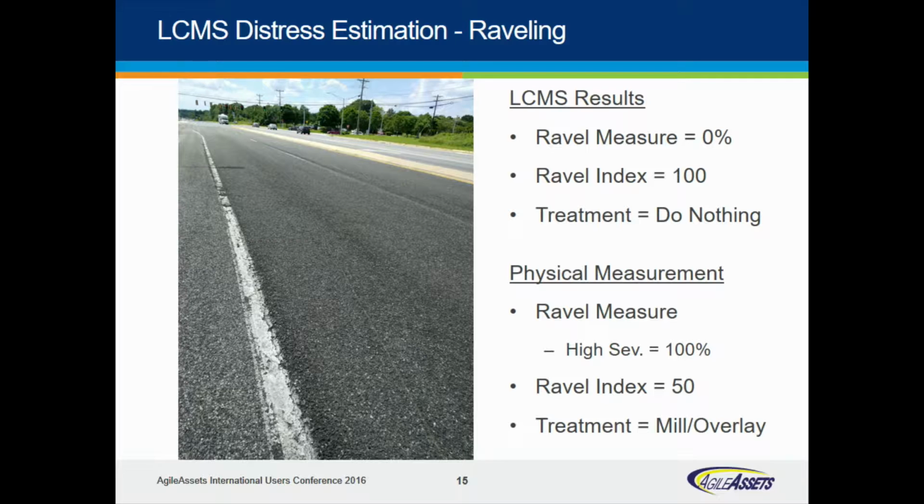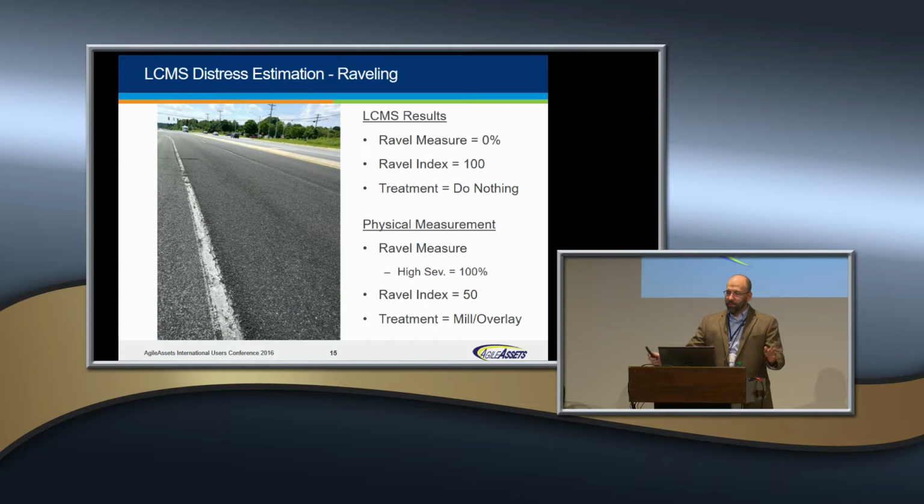Another critical one was raveling. In past years, DelDOT managed a distress called surface defects, which is sort of a conglomerate of oxidation and weathering and raveling and so on. When you're doing a windshield survey, it's easy for someone to say, the whole road is 100% of the area is oxidized or whatever.